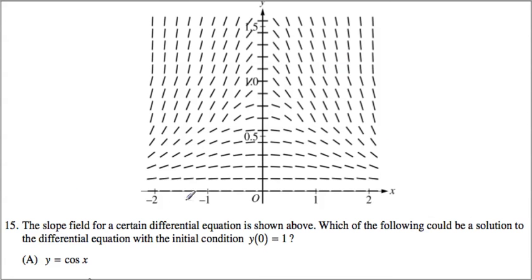How about here? We have the slope field. Which of the following could be the solution of the differential equation with the initial condition of y of 0 equals 1? So when I have y of 0 equals 1, that's the graph that I'm looking at. And then the graph kind of goes down this way, and then same way on the other side also.